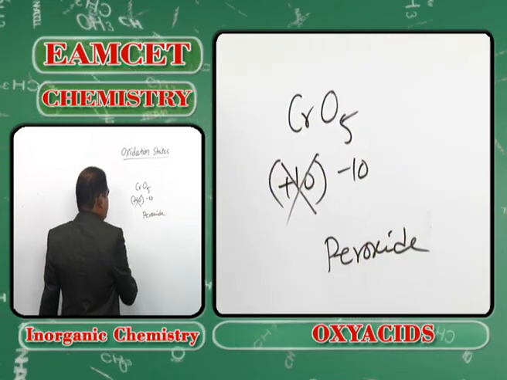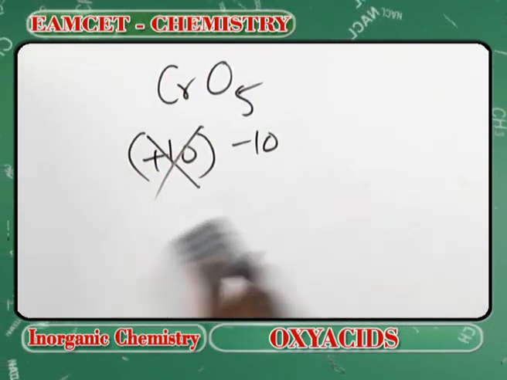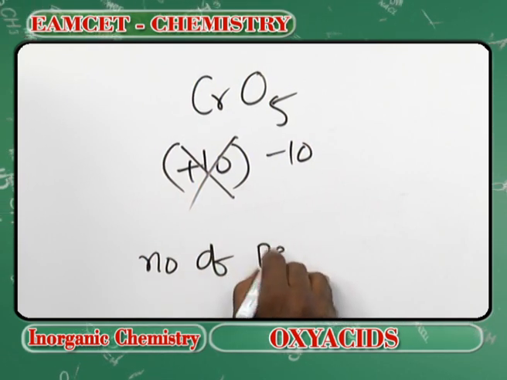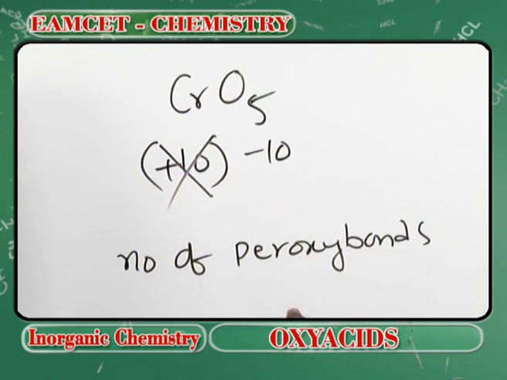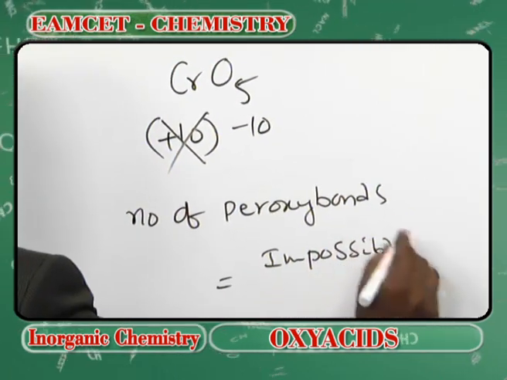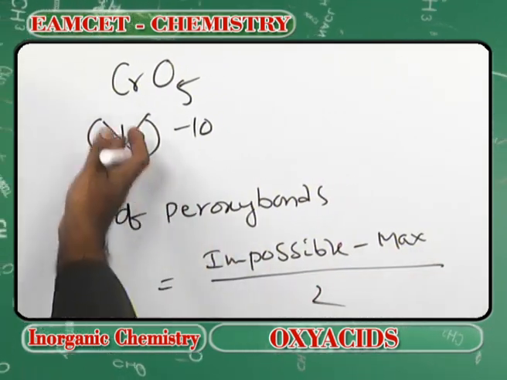How will you draw the structure? Peroxy means oxygen single bond. Okay, and how many peroxy bonds are there? Number of peroxy bonds is equal to impossible oxidation state minus maximum, divided by 2. What is the impossible oxidation state you got here?